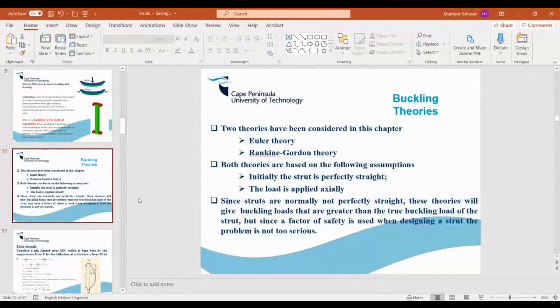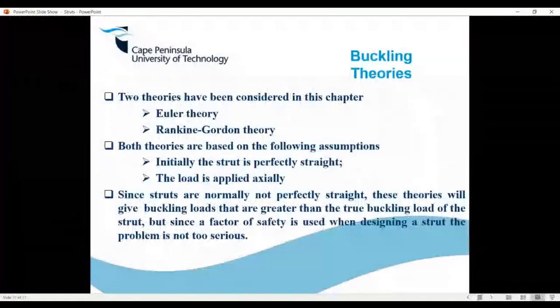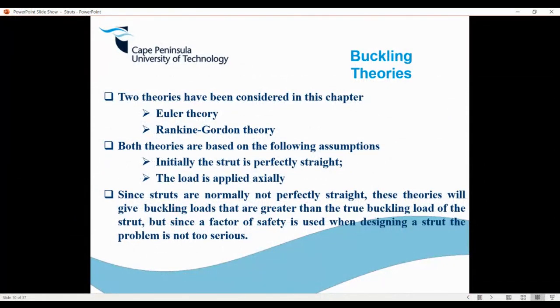I'm trying to make you aware that what we're looking at here is not a strength thing, about when it's going to break. You're checking whether this column is stable. There are two theories, or two models, which hopefully one of you will want to develop one day. We're going to use the Euler theory, and also the Rankine-Gordon one, which we'll take a look at. But Euler is the main one you're going to be focused on. Once you see it, it makes sense.